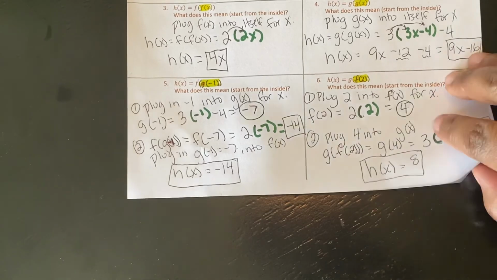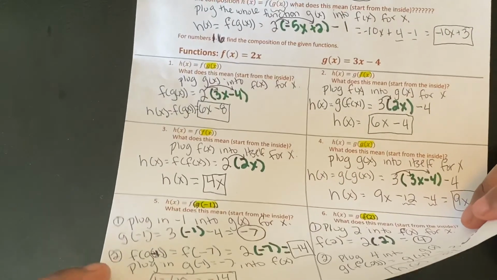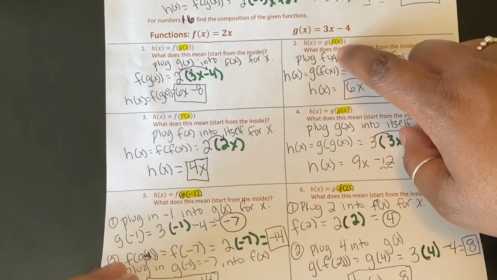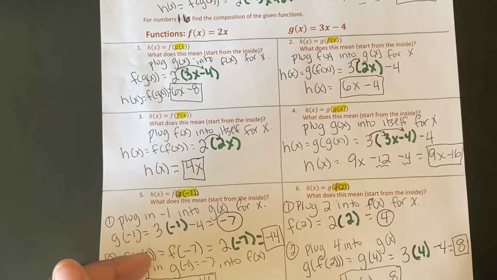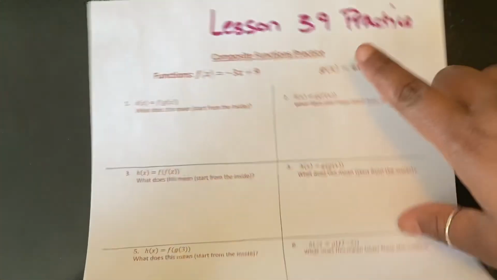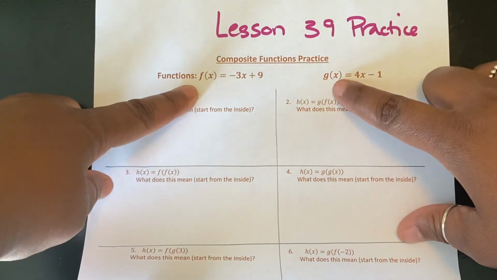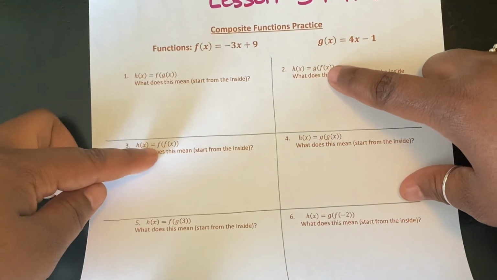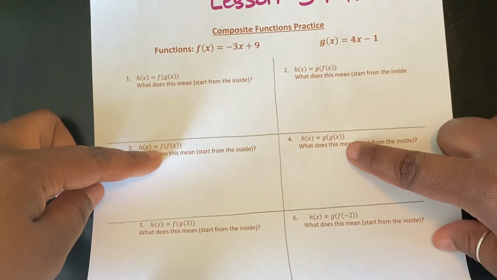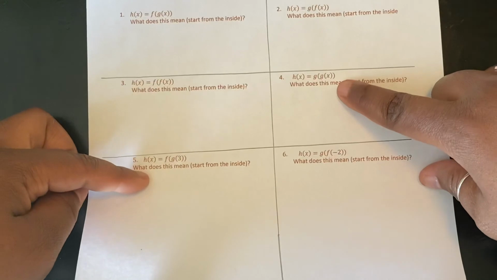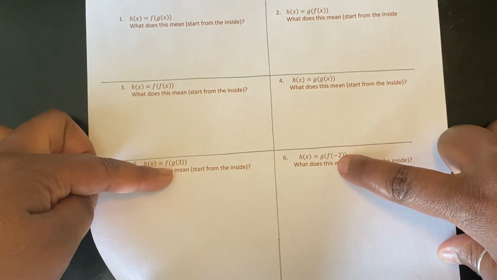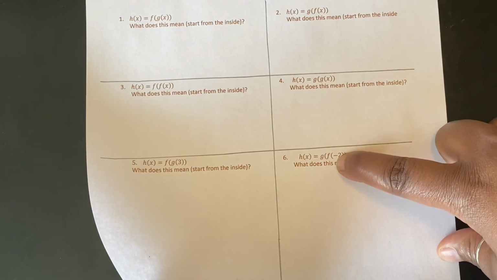All right. So for your practice, that's what I'm going to make sure you all understand. You're starting from the inside always. Always start from the inside. For your practice, it's going to be very similar problems, except you have different original functions. You're going to be asked to do the same thing. Find f of g of x, g of f of x. Find f of x, g of x. And then find f of g of 3, and then g of f of negative 2. Okay, use your notes.